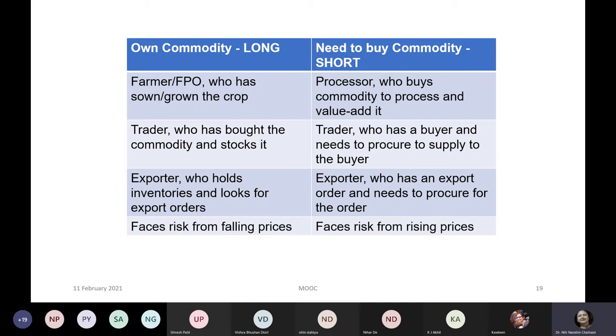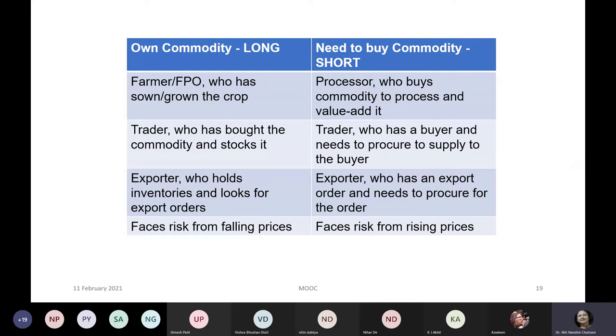You buy something first, stock it, to sell it at a later date. That's what Cargill does. That's what Louis Dreyfus does. That's what Trafigura does. They are also long the commodity. An exporter who holds inventories and is looking for export orders is also long the commodity. All of them face the risk that comes from falling prices.